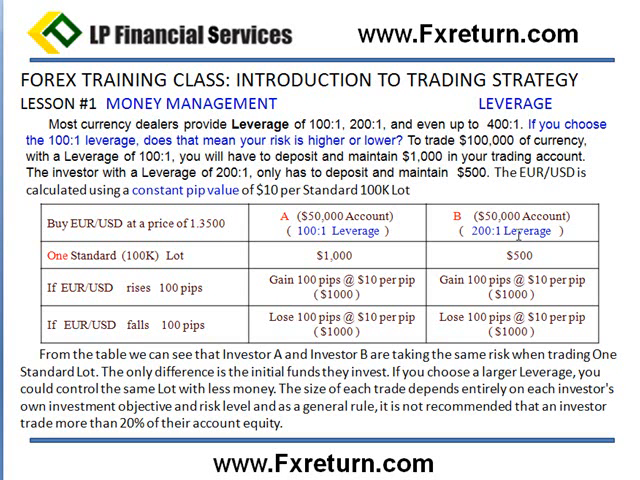We see investor B with 200 to 1 leverage, he put up $500. If the euro rises 100 pips, he gains 100 pips, or $1,000. And if it falls 100 pips, he loses 100 pips and loses $1,000. So from the table we can see that investor A and investor B are taking the same risk when trading one standard lot. The only difference is the initial funds they invest. If you choose a larger leverage, you can control the same lot with less money.